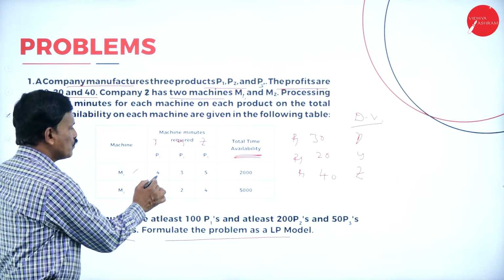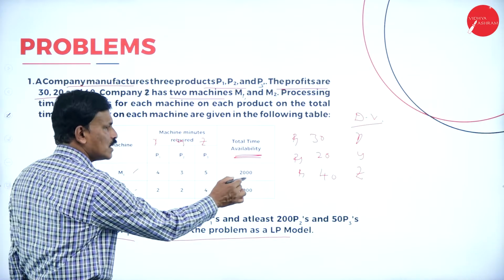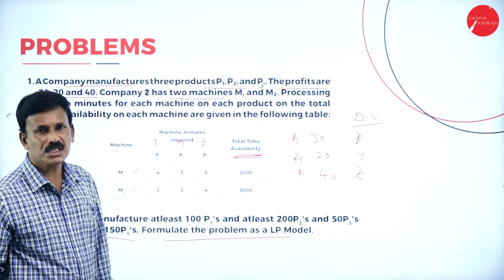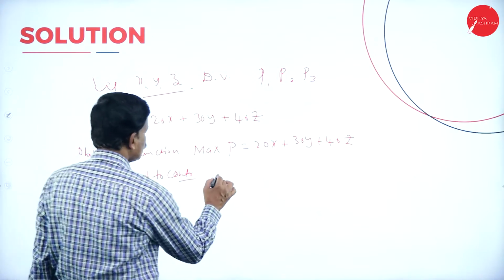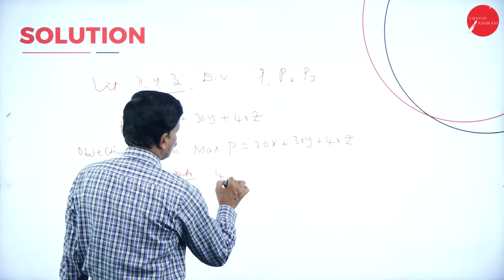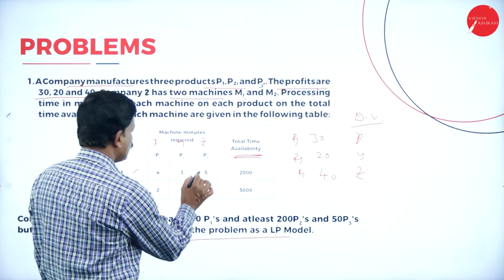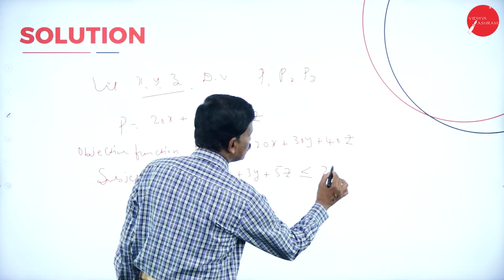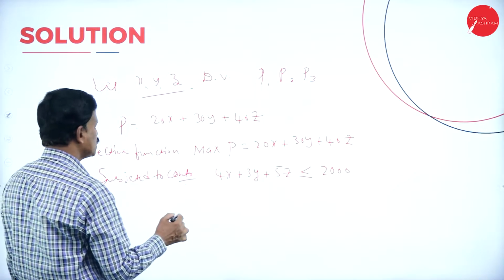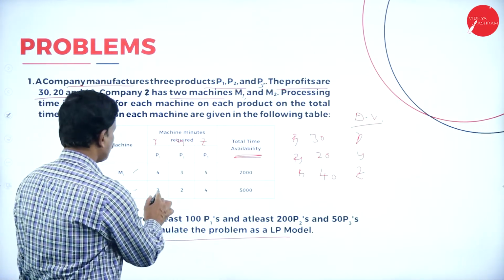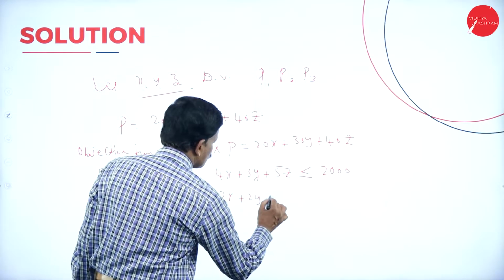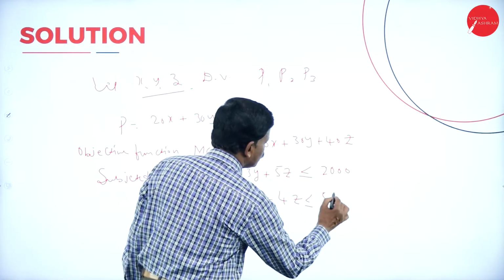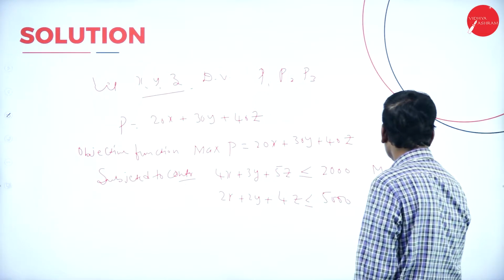Therefore this can be written as 4x plus 3y plus 5z is less than or equal to 2000 for M1, and 2x plus 2y plus 4z is less than or equal to 5000 for M2.